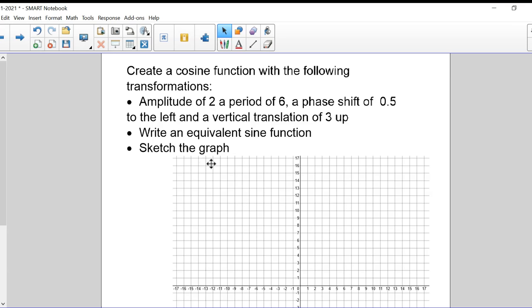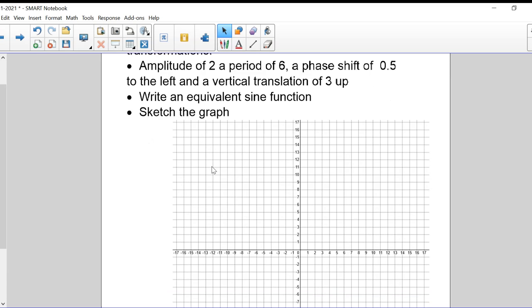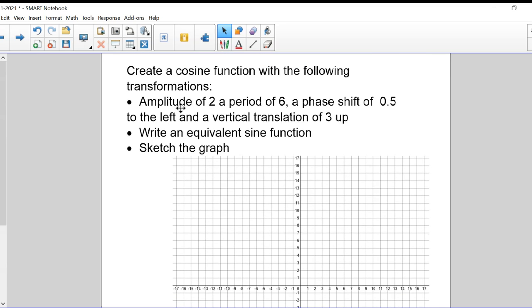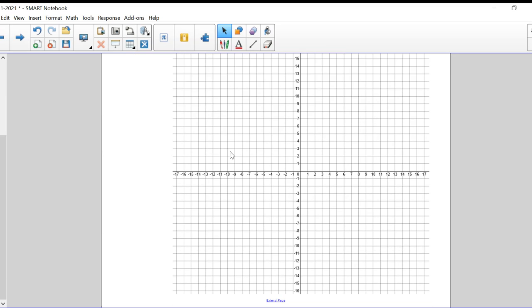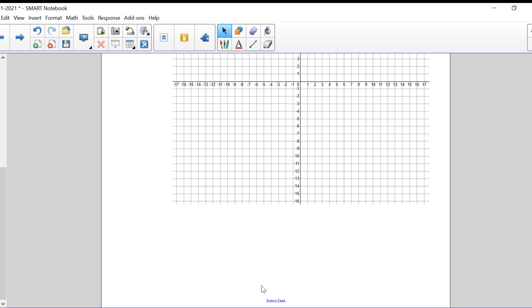So let's think this through. They gave us the amplitude. They gave us the period. Gave us the phase shift. They gave us the vertical translation. So all of that's there. Can we come up with an equation that matches all of that? Let me fold over my laptop so we can start doing that.